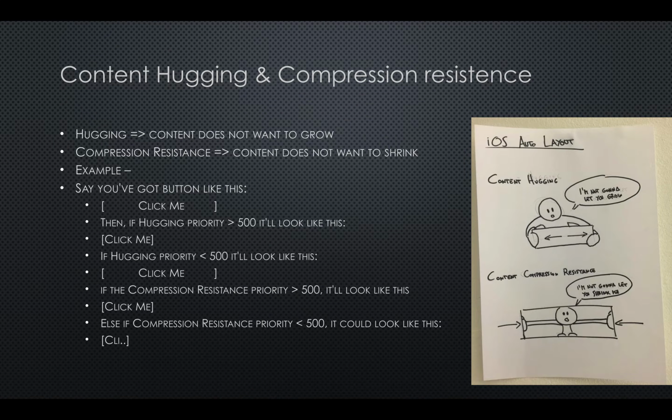Okay. Content hugging and compression resistance. So this is very important when you are designing your UI, a very complex UI, then you will have to use it. In storyboard we have options where you can change the content hugging and compression resistance. So what does it mean exactly?